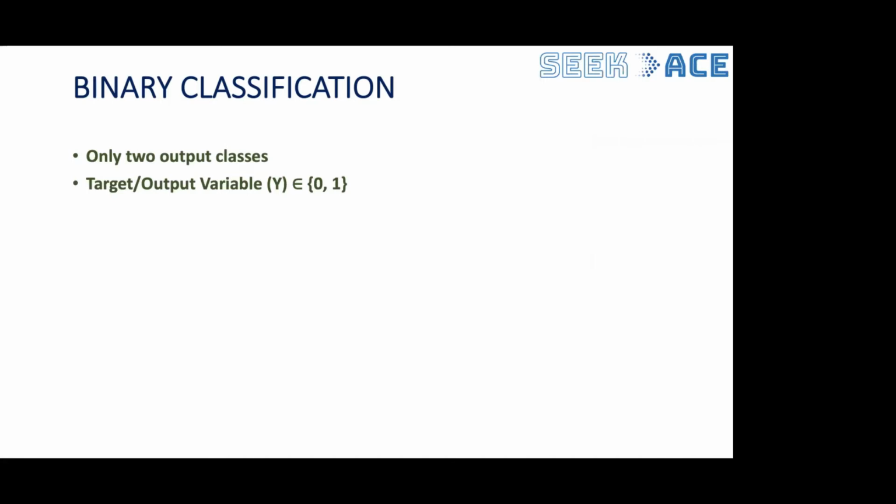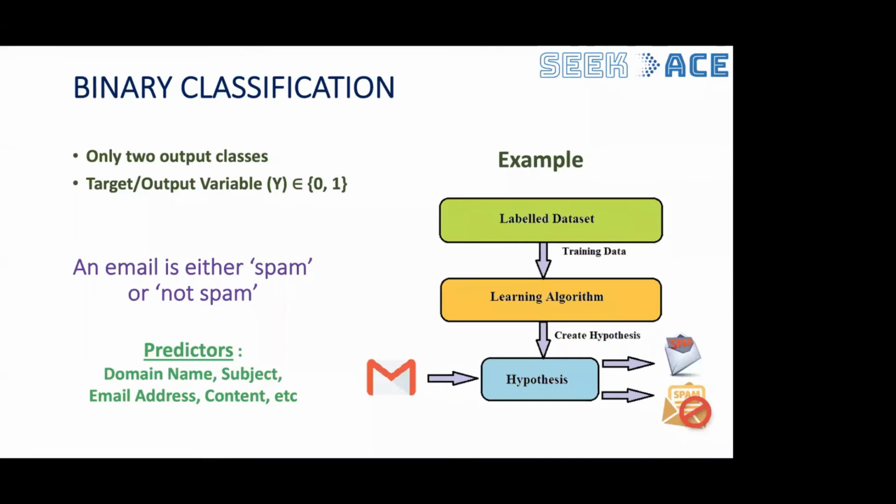If you have a multi-class problem, that will be your multi-class classification. In binary, you have two output classes. Y is always 0 or 1. Y is your target variable. In practical problems, it can be an email that is either spam or not spam. And how we decide whether this email is spam or not spam, that is called our predictors, our feature variables, by looking at the domain name, subject, email address, content, and so on.